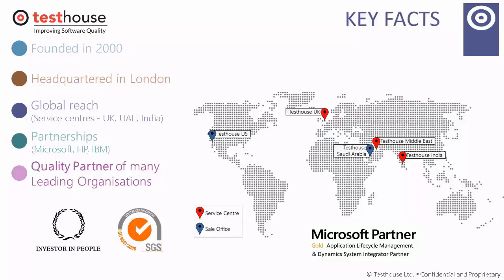As you can see, we have various partnerships, and one of the key things is the Microsoft partnership. We're an ALM partner as well as a Dynamics partner, and we have just been approved as an Azure partner. And I will talk about why all these three things come together for our Testhouse strategy, to focus on DevOps for Dynamics.